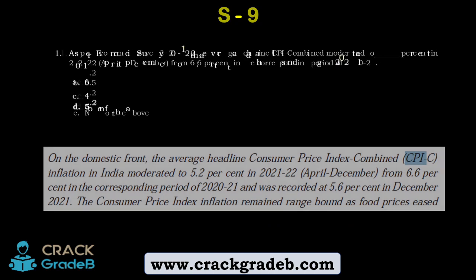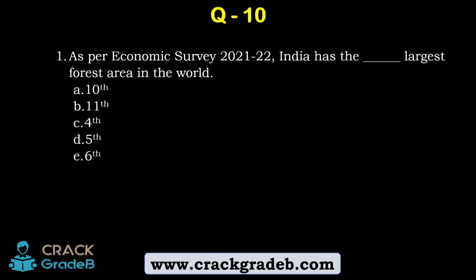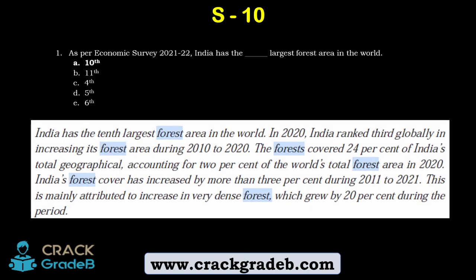So let's move to question number 10. As per Economic Survey 21-22, India has the dash largest forest area in the world. Okay, now pause the video and try to figure out the answer. So let's see the answer. The answer is 10th. India has the 10th largest forest area in the world.